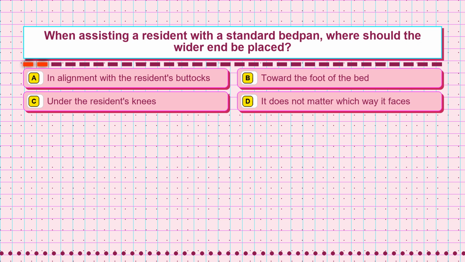Question 72. When assisting a resident with a standard bedpan, where should the wider end be placed? Option A, in alignment with the resident's buttocks. Option B, toward the foot of the bed. Option C, under the resident's knees. Option D, it does not matter which way it faces.